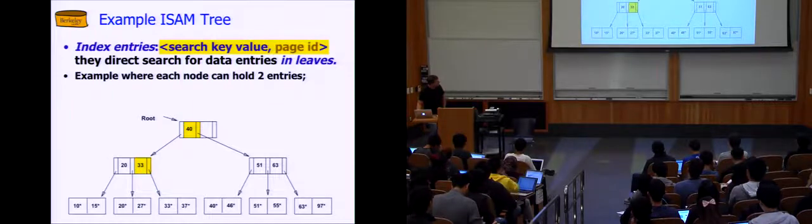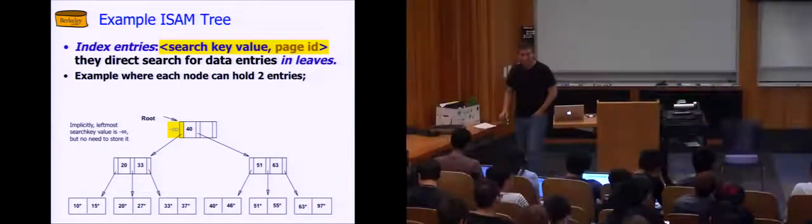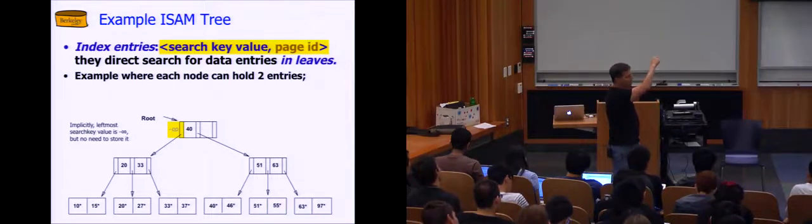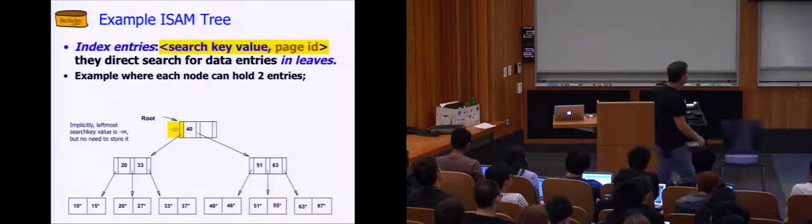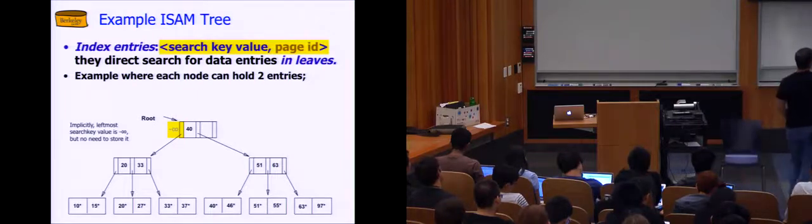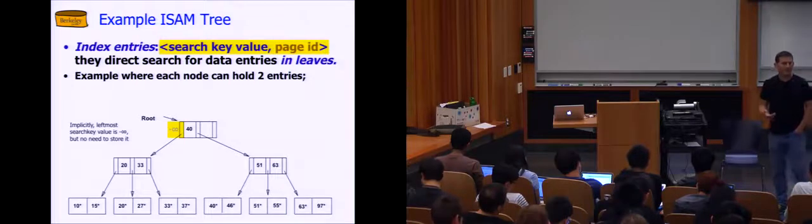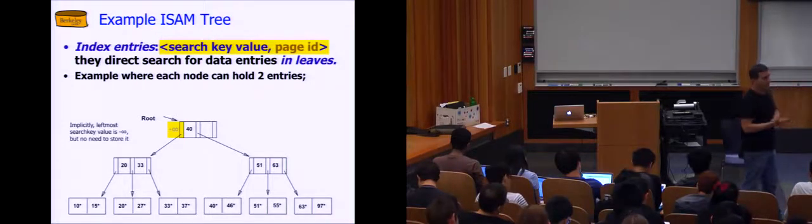But I want to point out one thing, which is that implicitly, there's an index entry at the left of each one of these as well, which is negative infinity, comma, pointer. So anything greater than negative infinity and less than 40 is down to the left. We don't have to store negative infinity. It's implicit, right? So it's as if we've compressed it away.